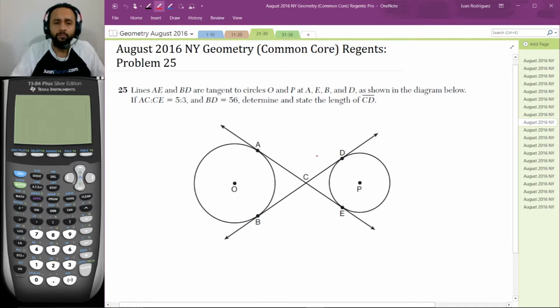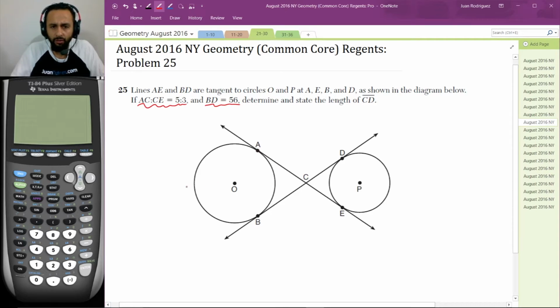So this is what we're going to do. We see that AE and BD are tangent to the circles, and they intersect at C. And we want to know how to get possible lengths, but now we do know that the ratio of AC to CE is 5:3. This is going to be a very useful tool, and BD equals 56. That's important, and determine the length of CD. So it's like, what do we do here? Well, there is something that we can do.